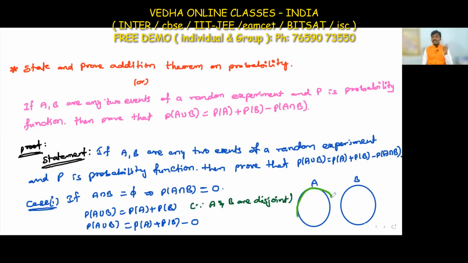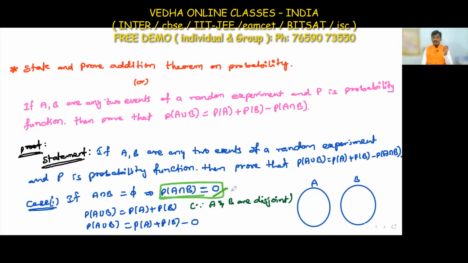The two sets A and B are either intersecting or not intersecting, so separate. If A and B are separate, we have to prove it, and whenever they are joint, meaning whenever they are intersecting, then also we have to prove this. Case 1 is if A intersection B is equal to phi, the null set, which means there is no common element, disjoint sets. Then probability of A intersection B is equal to 0.